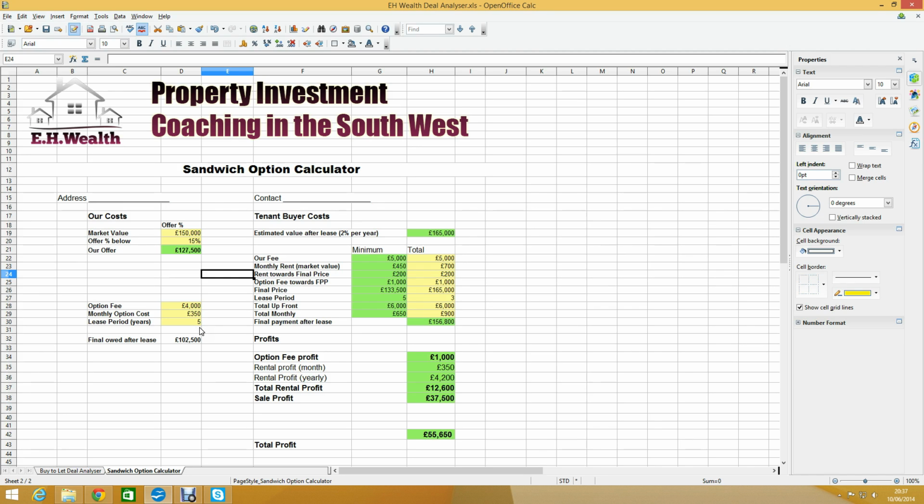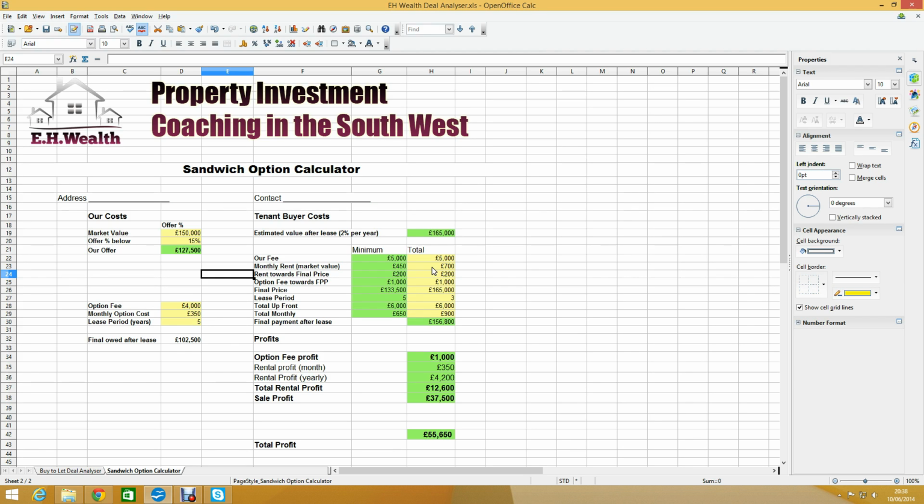We charge £5,000 for the offer itself, which goes in our pocket, covers our fees, our solicitors, our beer money, etc. Then the monthly rent, usually we do around market value. So on a property, say it's a 3-bedroom, we're looking at around about £700 per month. What we do then is we put an option fee on top of it per month, which we usually do around £200 on a property of around about 150,000.